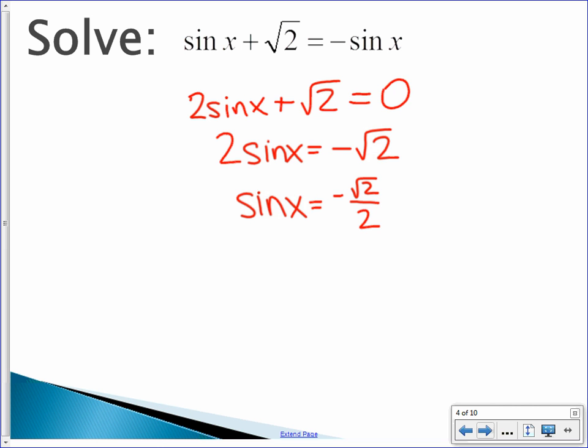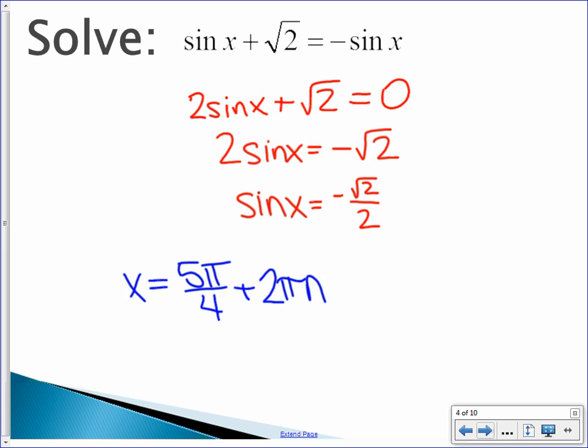Courtney, where is one place that the sine is negative radical 2 over 2? Look at your unit circle. 5 pi over 4. So we're going to write 5 pi over 4 plus the period of sine, which is 2 pi, times n. And we're doing that because of the graph, and it goes on, because it repeats over and over.